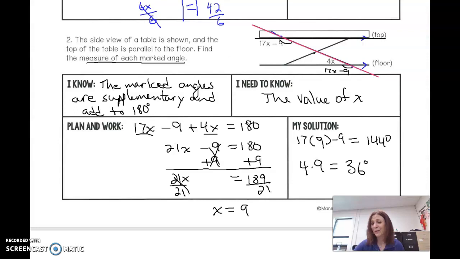So thanks for sticking with me through all of that. The measure of each of these angles is 144 degrees and 36. So we're going to keep working on those angle relationships we did in the last lesson. Remember, they're all congruent except for that one. So if you can't come up with corresponding, vertical, alternate interior, alternate exterior angles, the congruent ones, then they're going to be supplementary, which means they add to 180.